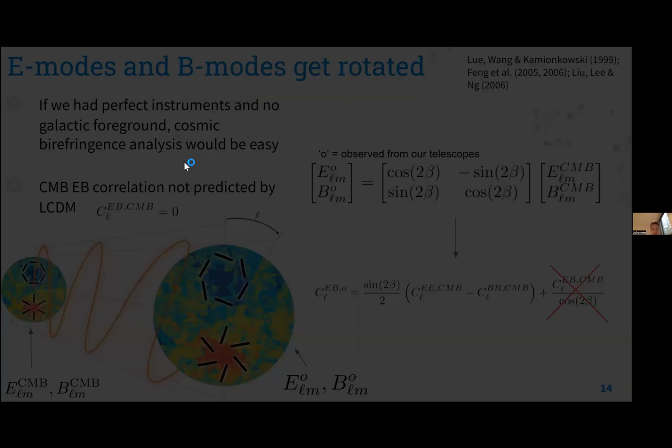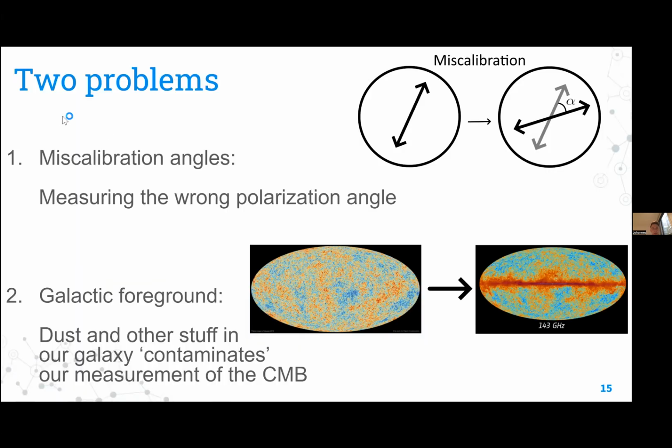Yes, but the world is not perfect, and there are two main problems with doing this kind of analysis. One of them is that instruments are not perfect. There's a miscalibration angle. If you have an instrument that's trying to measure this linear polarization, this is the actual linear polarization of an incoming light, but your instrument measures this line instead. So it's off by some alpha here, which is the miscalibration angle. All instruments have a miscalibration angle because no instruments are perfect, so they will always be off by some alpha.